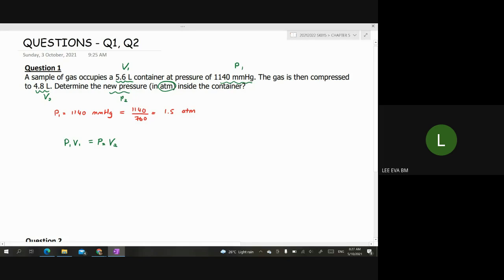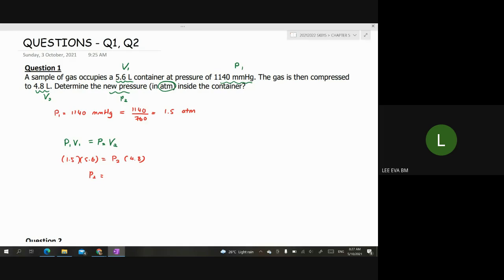So you just substitute the values. 1.5 is your first pressure, times 5.6. Then the second pressure is what we want to find, and the second volume is 4.8. So calculate the new pressure here and see what value you get. What value did you get? 1.75 ATM.